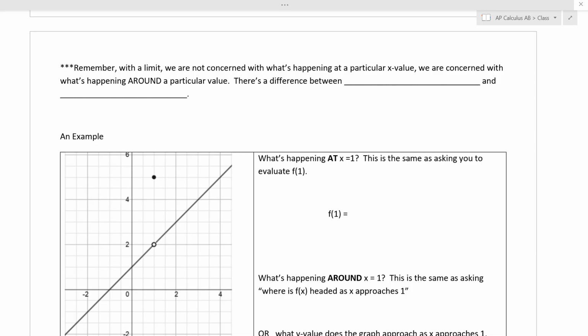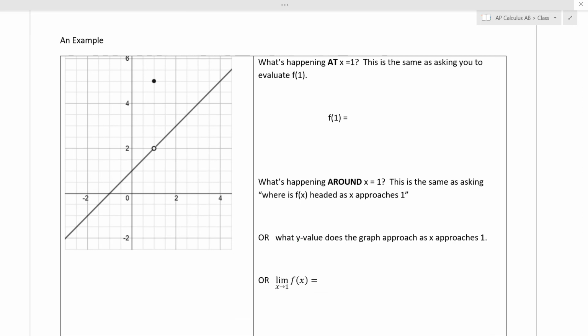There's a difference between where the y value is and what it actually approaches. So I made up this little graph here. And you all know we said f of 1 was just 5. That's easy. Okay? But the limit as we approach 1 was 2. So everybody on board with that, right?